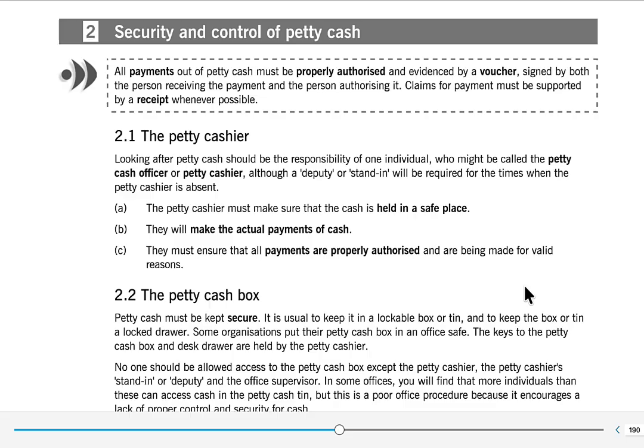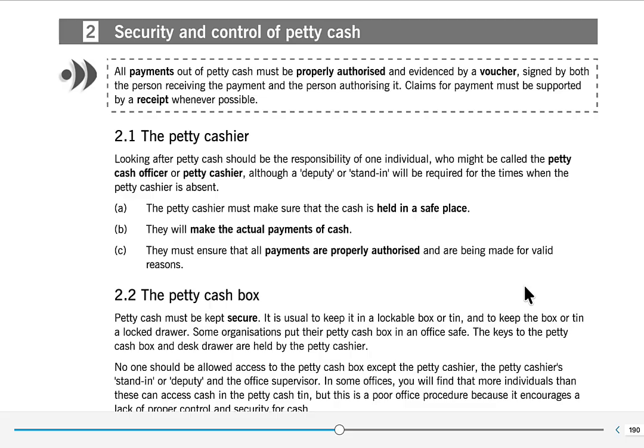The golden rule of Lesson 2. This is the key rule you must always remember. Every petty cash payment must be properly authorized, and every petty cash payment must be supported by evidence. Evidence usually means a voucher and a receipt. So the company must be able to answer 2 questions every time. Why did we pay this cash? Who approved this cash payment? If the company cannot answer these 2 questions, then the payment is not controlled.